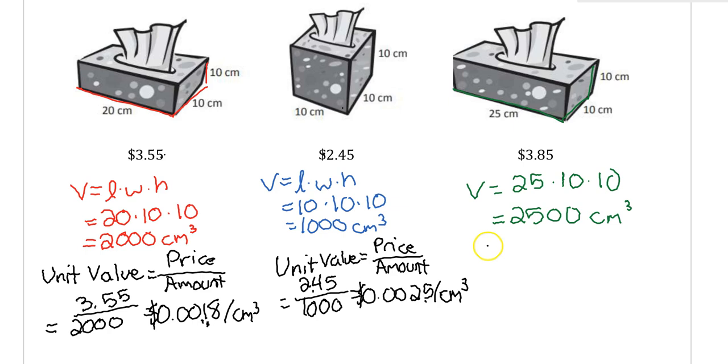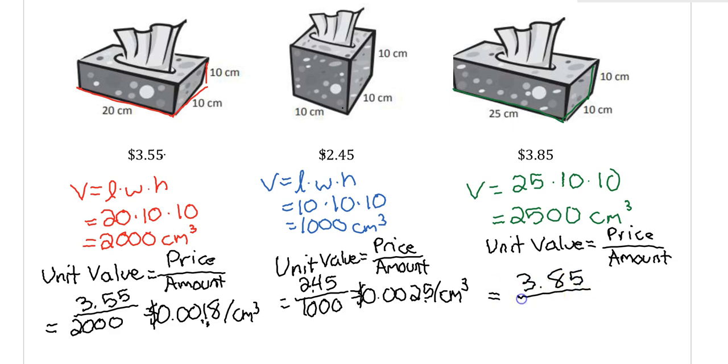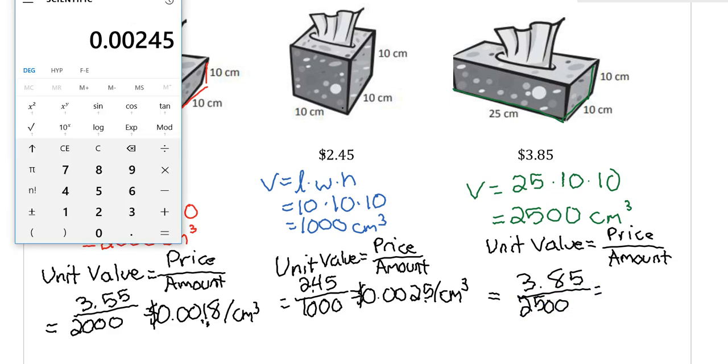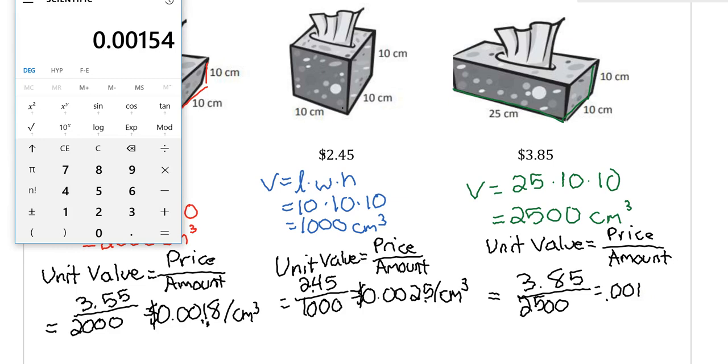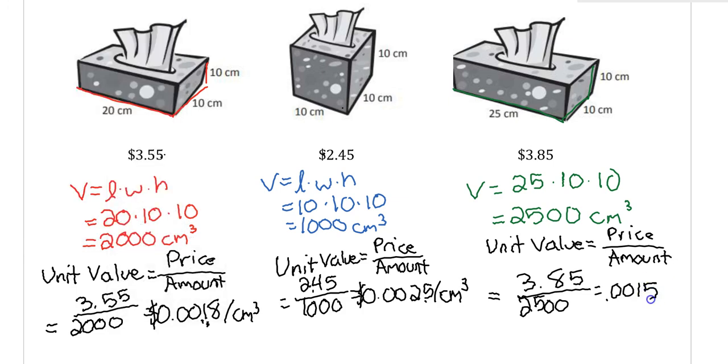So let's look at our last one. The price for the amount, which equals, so I have 3.85 over, I have 2,500 of these. 3.85 divided by 2,500, 0.0014. Is it 145? 1.5. 0.15. Okay? Per centimeter cubed.